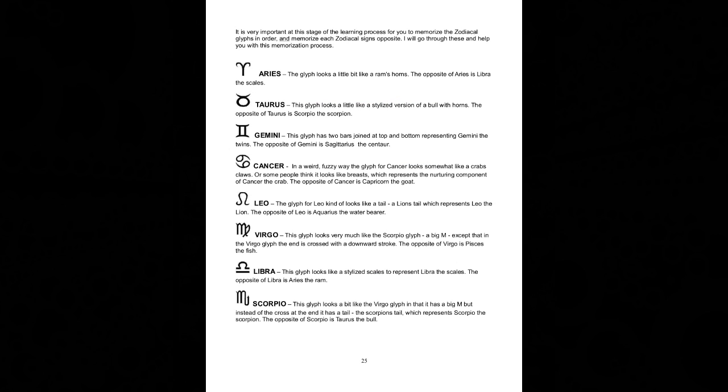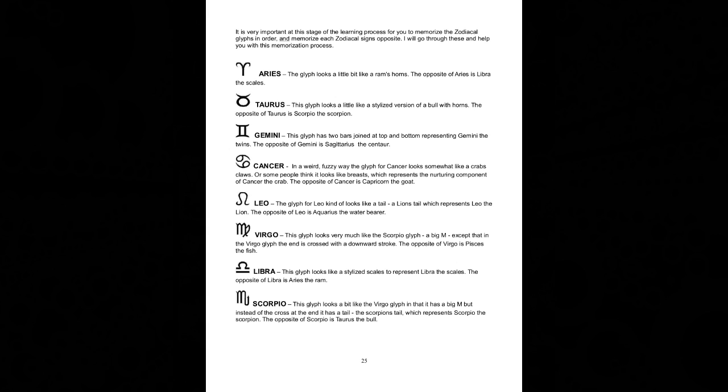It is very important at this stage of the learning process for you to memorize the zodiacal signs, glyphs, in order and memorize each zodiacal sign's opposite. I will go through these with you and help you with this memorization process. The first glyph is Aries. This glyph looks a little bit like ram's horns. The opposite of Aries is Libra, the scales.